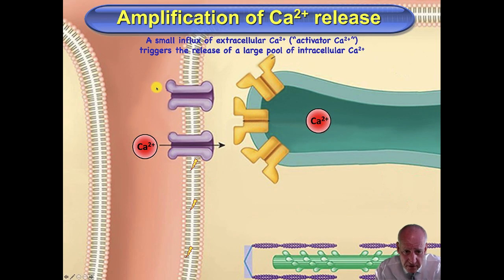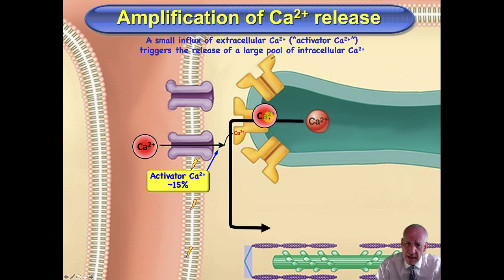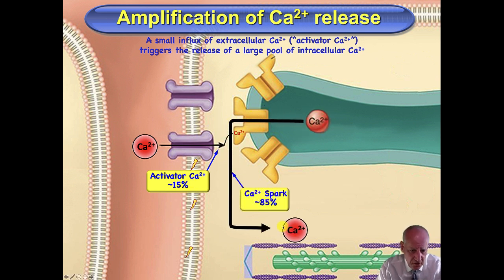So let's return to the T-tubule and the adjacent sarcoplasmic reticulum. The source of calcium that initiates the contraction of the heart is now well established. Only 15% of the calcium comes from outside, and this is called activator calcium. The other 85% is released from the SR into the cytoplasm internally, and this is called the calcium spark.